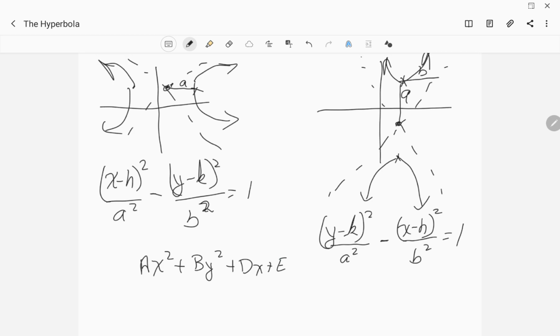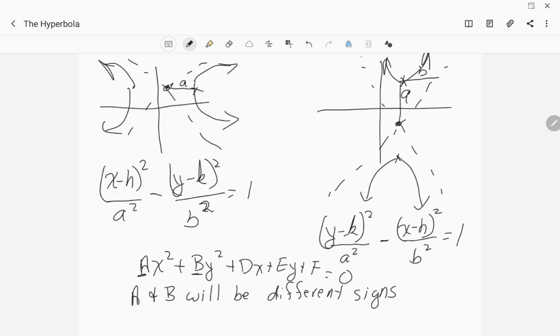General form is the same as it always is. No different. What's different again is the characteristics of the A and the B. If your A and B are both 1, you have a circle. If your A and B are different numbers but the same sign, usually positive, you have an ellipse. For a hyperbola, A and B will be different signs. So one will be positive and one will be negative. Okay?